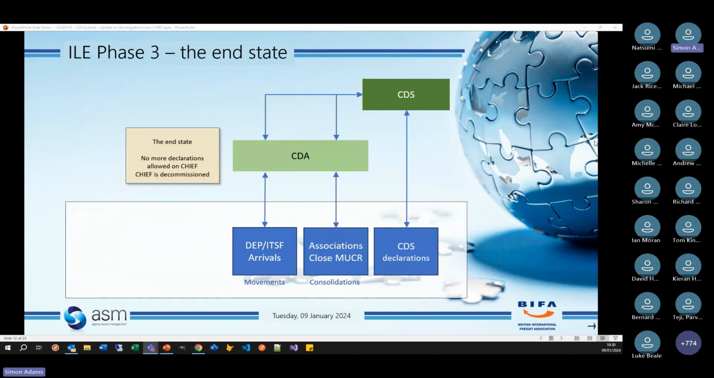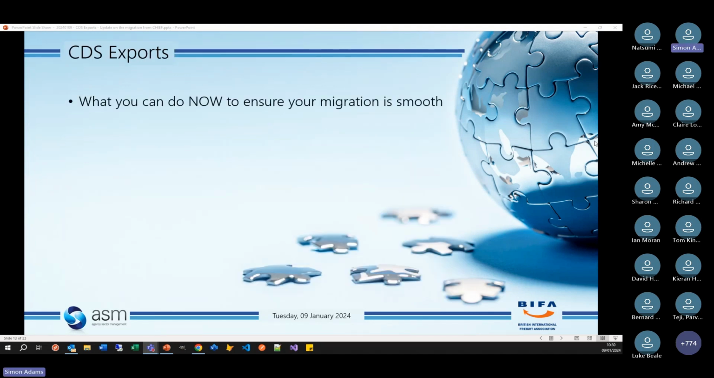So what we're going to talk about next becomes very much in focus and very important to consider. What can you do now to ensure your migration is smooth? Migration hasn't started yet, and we'll come onto the timelines at the end, but there are things you can do now, even though you haven't started migrating, to make sure that your journey is smoother and it all works properly when you do migrate.